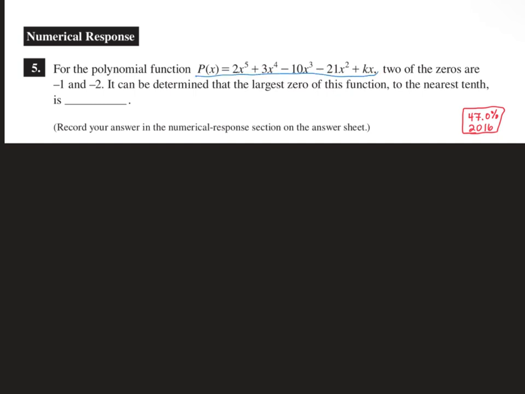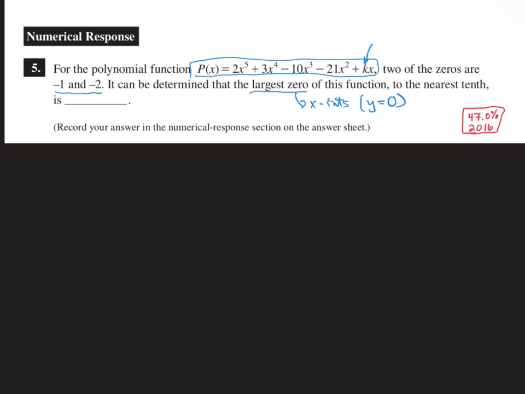But when you see that, you notice something different about that equation. Notice there's a k. Okay, we'll come back to that. All right, keep reading. Two of the zeros are -1 and -2. It can be determined that the largest zero of this function, to the nearest tenth. Okay, so zeros are just x-intercepts, or the values that, when y is 0, will satisfy the equation if it's all equal to 0.